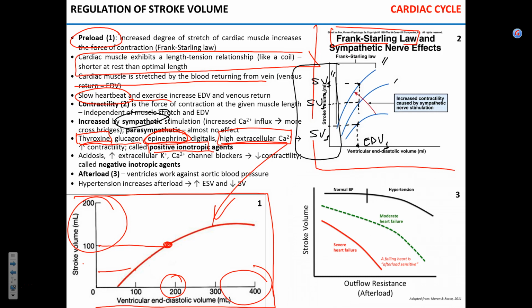Now, chemical agents that decrease contractility are called negative ionotropic agents: acidosis and elevated extracellular potassium. They will decrease the force of contraction. Does that make sense to you? You need to know two: acidosis and extracellular potassium.